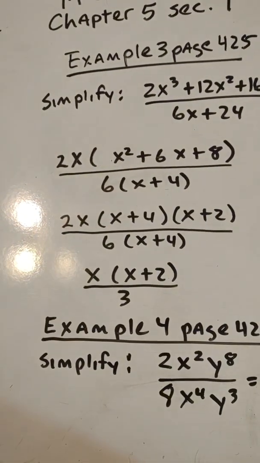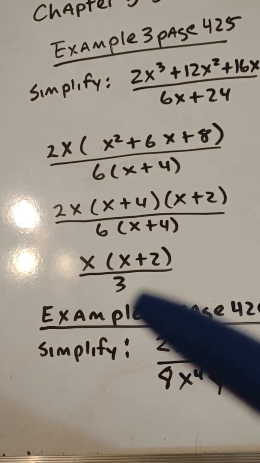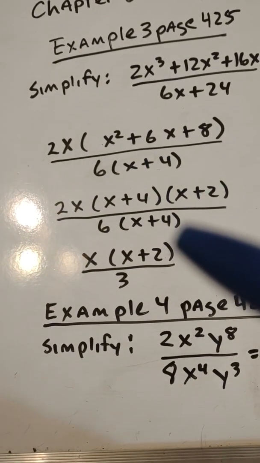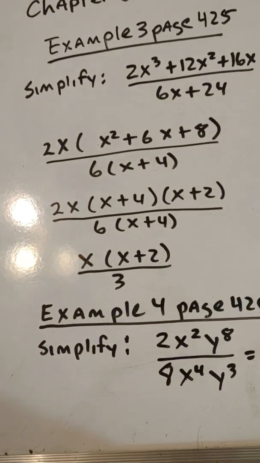So now we factor top and bottom. We can see that the 2 is going to reduce the 6 to a 3 on the bottom. Still going to have x on top. The x plus 4 and the x plus 4 become 1. So it becomes x times x plus 2 over 3.